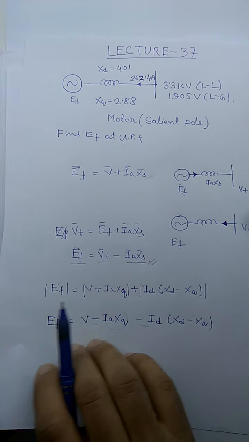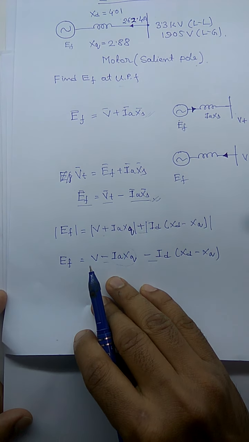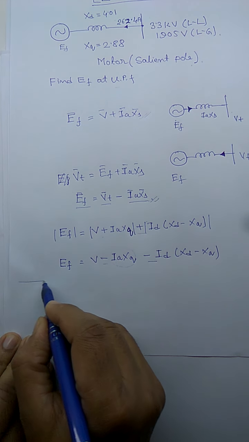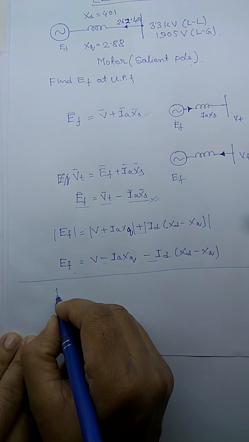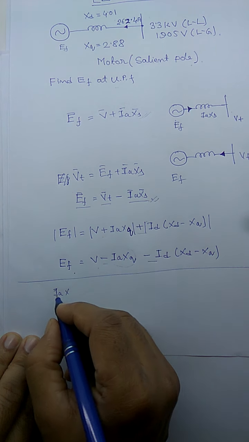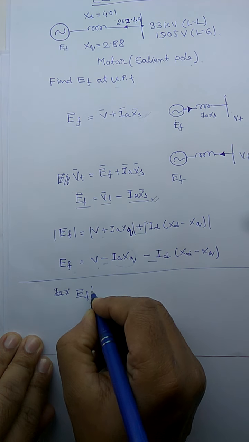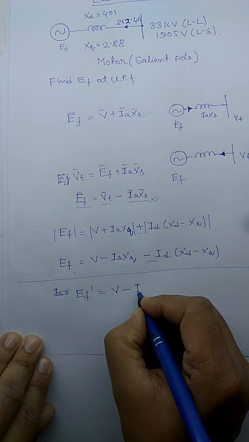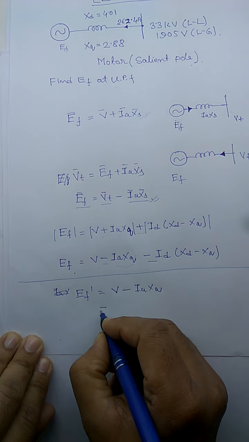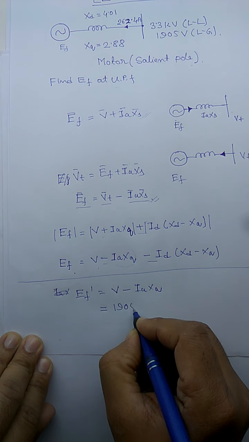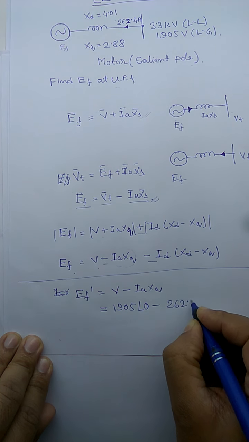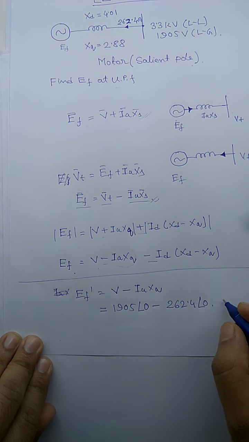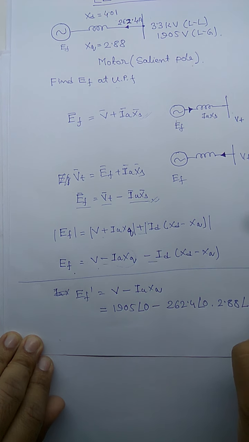Here we have to find E, and V is given. So let's first find out IAXQ. Let's first find out EF dash. EF dash is nothing but V minus IAXQ. What is the value of V? V is 1905 at an angle 0, minus IA, which is 262.4 at an angle of 0, into XQ, which is 2.88 at an angle of 90 degree.